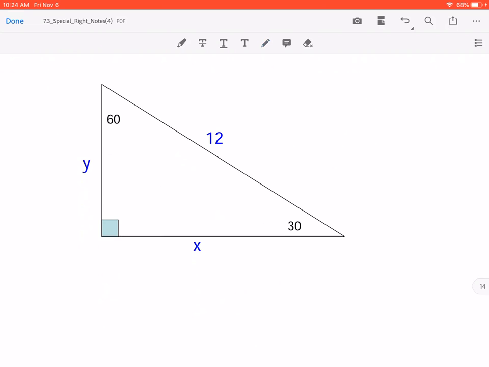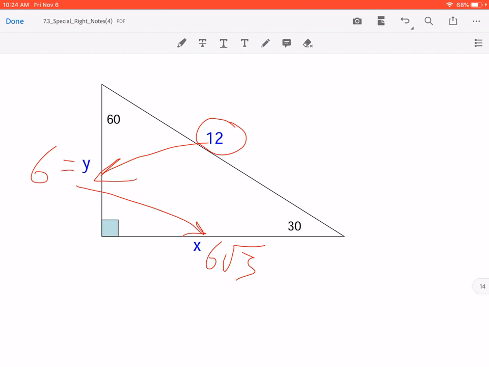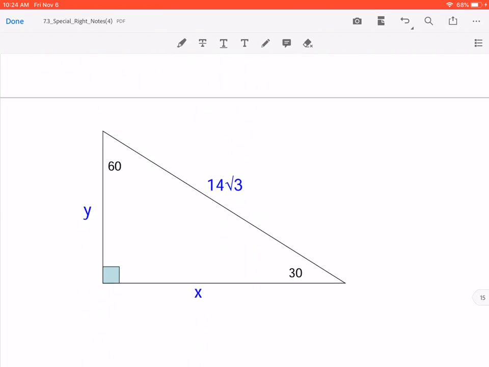All right, same thing. This is the hypotenuse. That's the biggest piece. Go to the short leg first. It's got to be half of that. Divide by 2. So this is 6. Go to the long leg after that. This is 6 radical 3. That's it. That's all you need to do. All right?